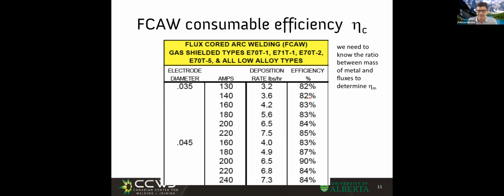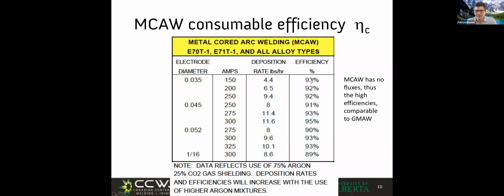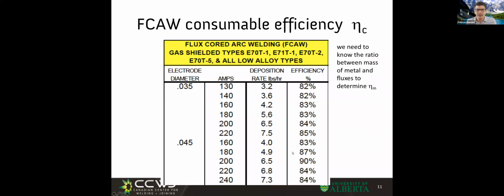Flux core, look at this. Now it got interesting. For metal core, we have these 90 plus values, right? Here we have an 89%, but it's almost 90 plus. Let's look at flux core. Flux core is low 80s. Yeah, here we have a 90 again. Like I think it's more of an outlier. What's going on?